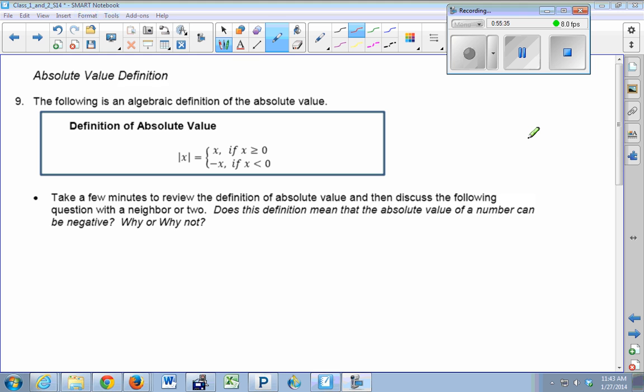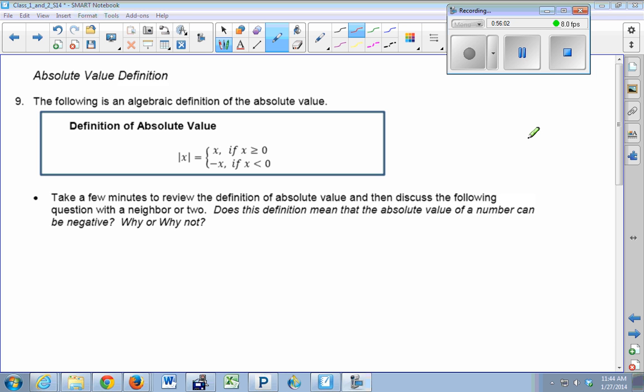Okay, let's come back together and discuss this. What do you think I'm trying to get at here? First of all, does this definition mean an absolute value can be negative? What do you say, Gina? I think an absolute value cannot be negative. To me, the definition of absolute value is how far it is from zero. How far? So absolute value talks about distance, and distance can never be negative.